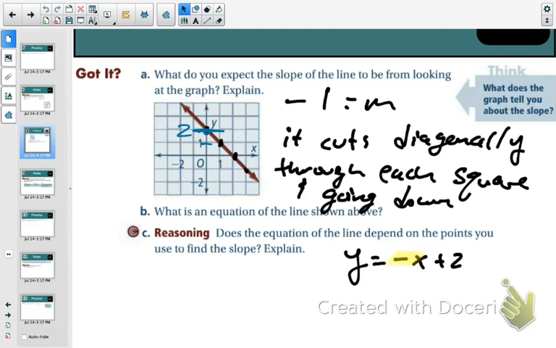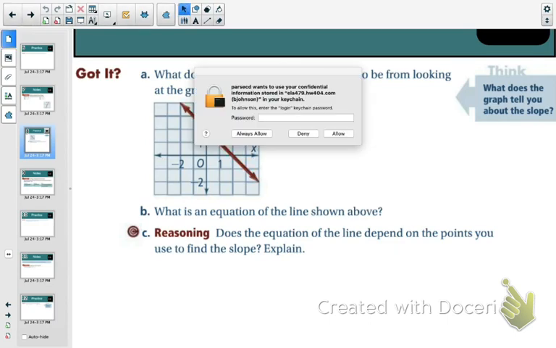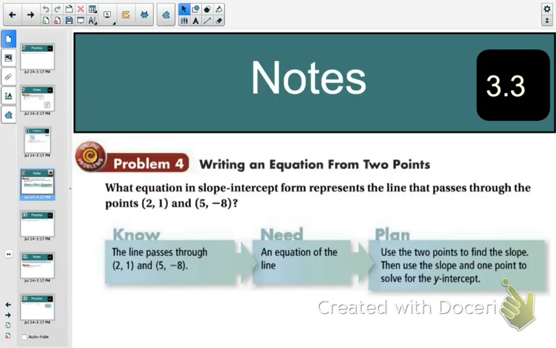Okay, does the equation of the line depend on the points used to find the slope? No, because your slope should be the same. It's a constant rate of change, so no matter what 2 points you use, your slope should always come out to be the same. Okay, next.